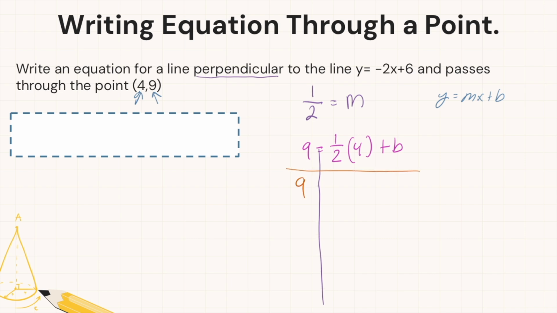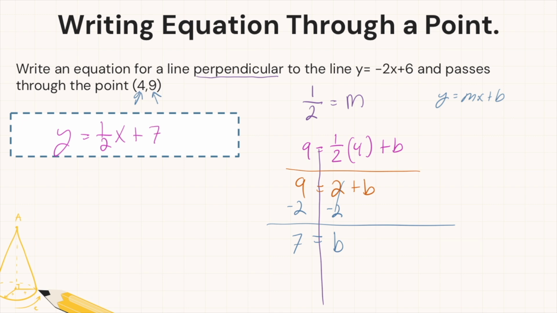9 is just going to become 9. 1/2 times 4 is 2. That brings 2 plus b. Our last step is going to be subtract 2 on both sides. These are going to cancel, leaving me with just b. 9 minus 2 is 7, so b equals 7. So now we have all the information that we need. We know that our equation is going to be y equals. We know our slope is going to be 1/2 because it's going to be the opposite reciprocal of negative 2. Don't forget the x. And then we've got positive 7 as our b.